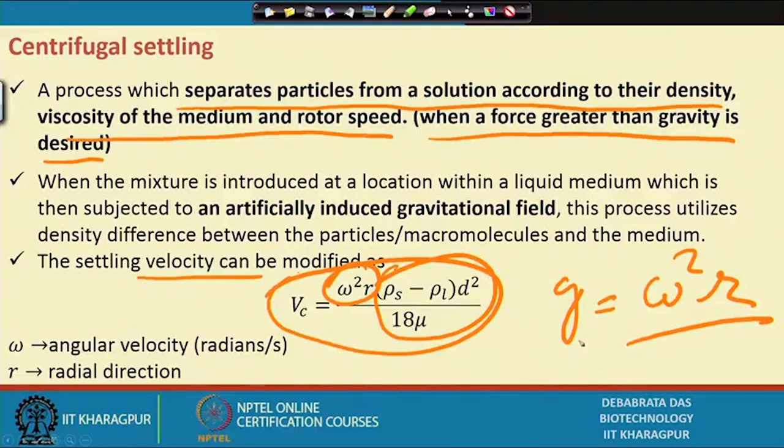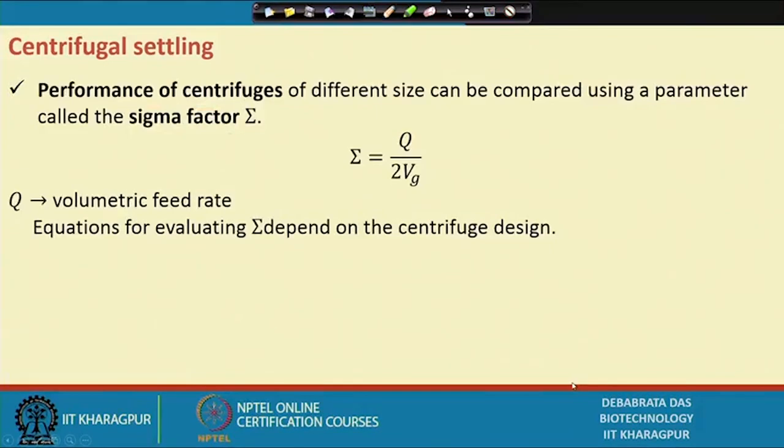Am I right? Omega is the angular velocity, in radians per second, and r is the radial direction. Now, we have a sigma factor that we calculate on the basis of Q, the volumetric fluid rate, and vg, the separation velocity, the settling velocity, that is expressed by the sigma factor.